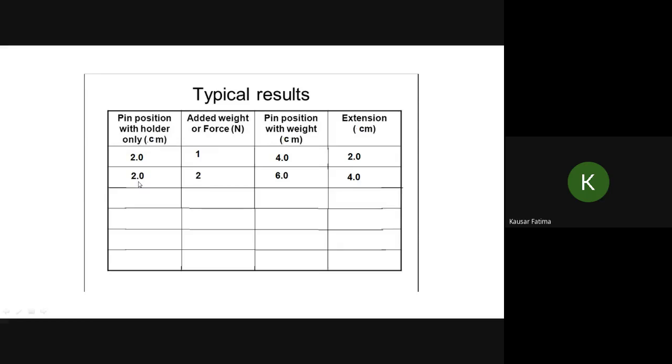In the same way, the initial position when there was no weight hanging will remain the same, which was 2. So when the weight is increased, of course, the extension will also increase. Now it becomes 6, meaning 6 minus 2 is 4, because of course the weight is doubled. So extension is also increased. In the same way, when you increase to 3 Newton, the extension may become 6 centimeter. So fill up this and go up to 6 Newton force.